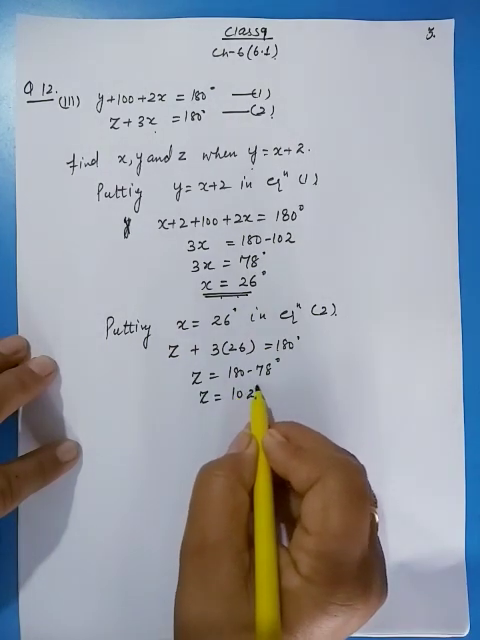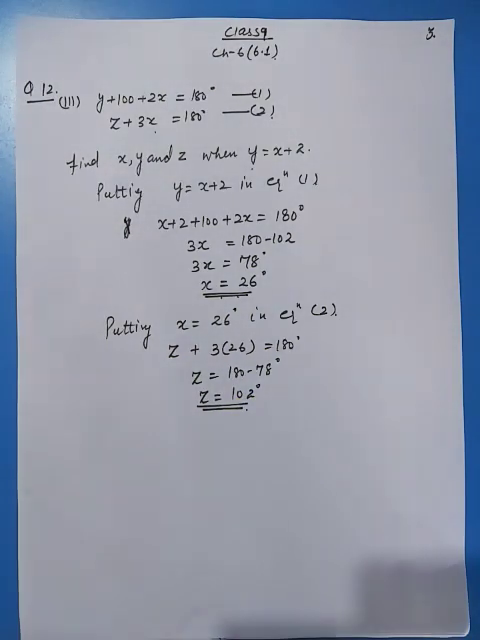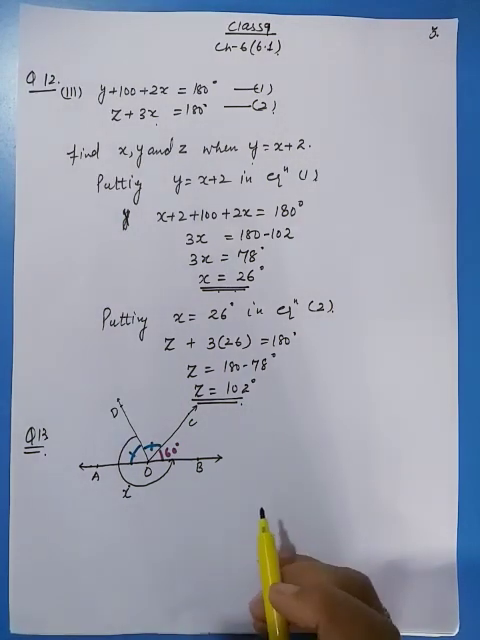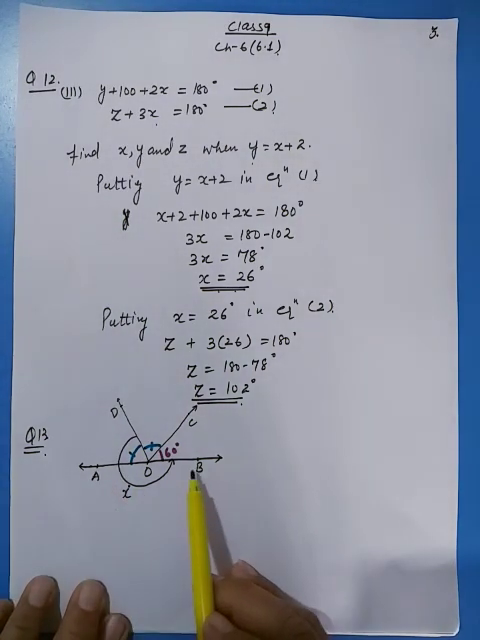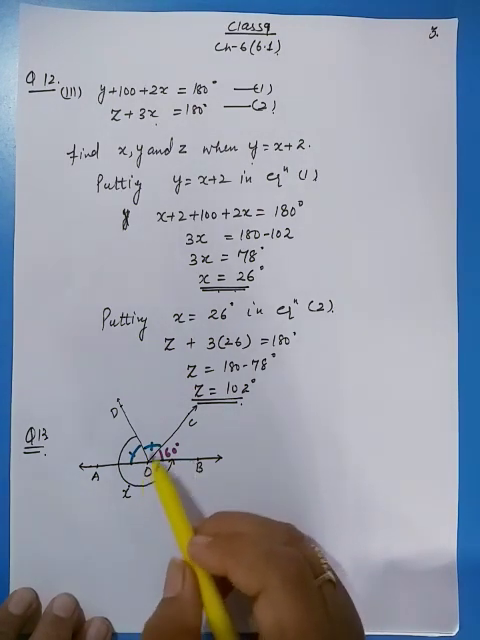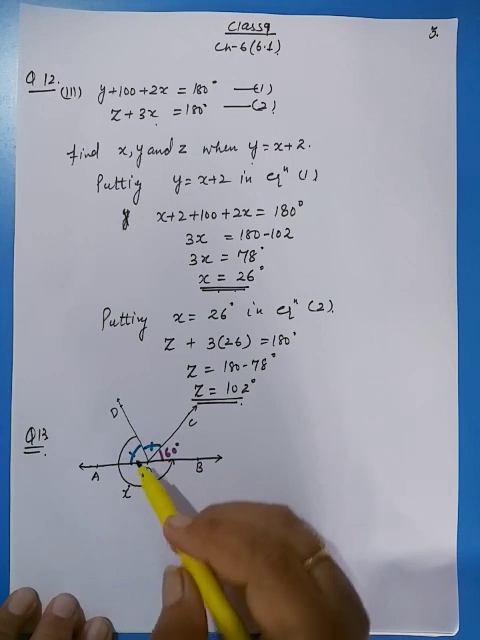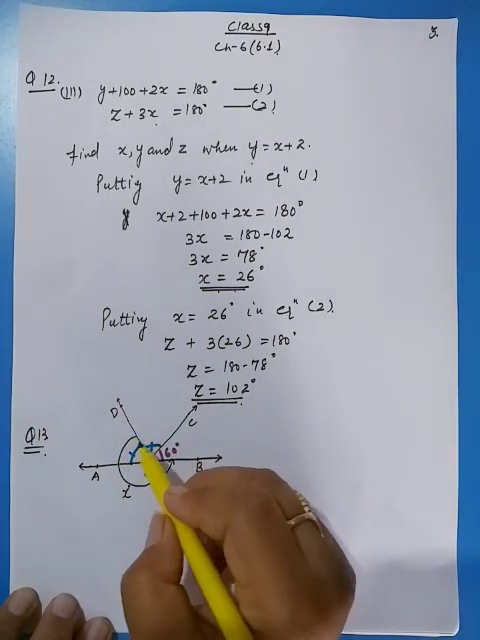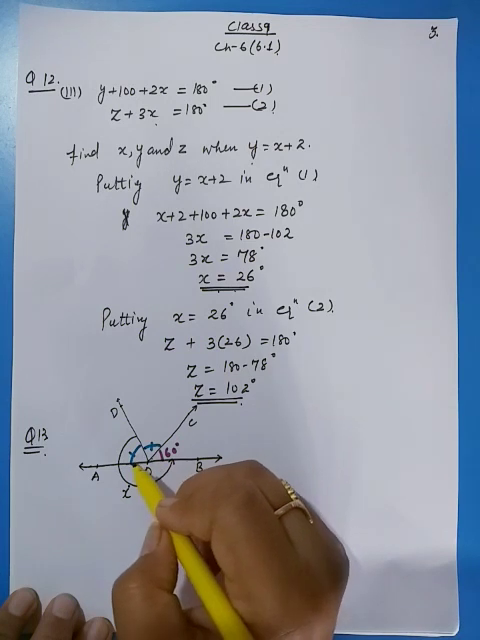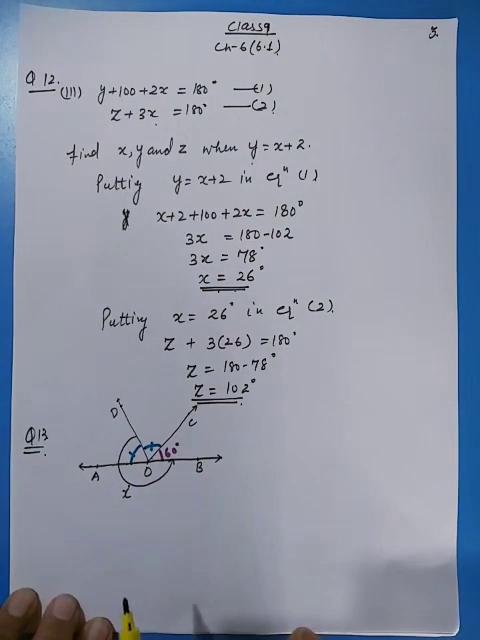and Z will be of 102 degree. Question number 13. In the figure, AOB is a straight line and angle BOC is of 60 degree. OD is the bisector of angle AOC, meaning OD is dividing angle AOC into two equal parts.